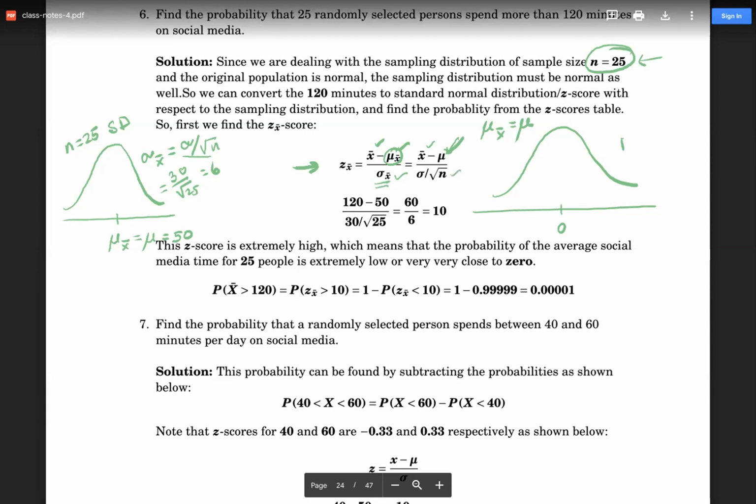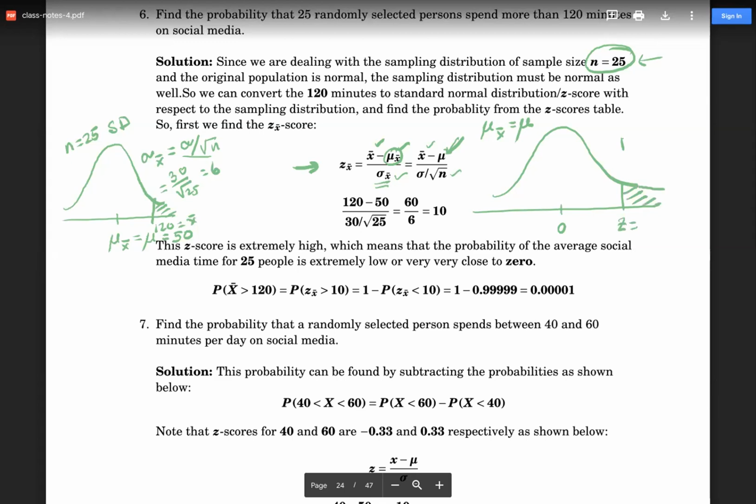So I just do the math. X bar is the point of interest, which is 120. So I'm going to be looking for this tiny little region, and there will be a corresponding Z value, and I'm going to be looking for this.